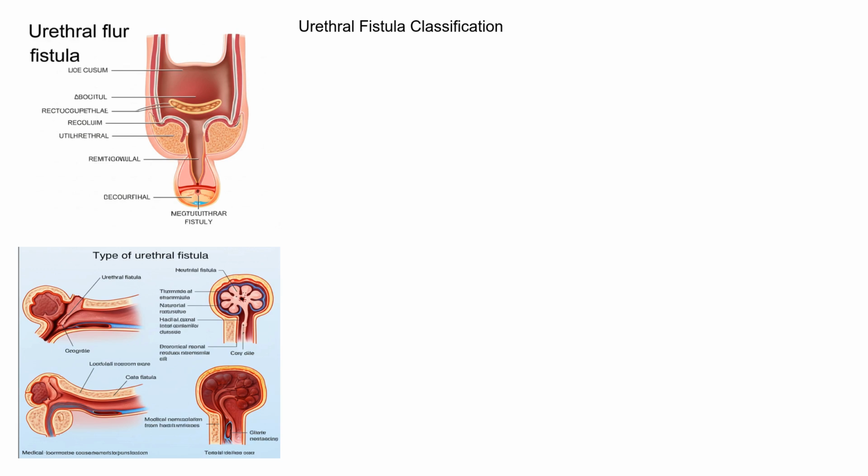Urethral fistulas can be classified based on their location and the organs they connect. For example, a urethrocutaneous fistula connects the urethra to the skin. A urethrovaginal fistula connects the urethra to the vagina. A recturethral fistula connects the urethra to the rectum. They can also be categorized based on their cause: obstetric, traumatic, surgical, or congenital. Understanding the specific type of fistula is crucial for determining the most appropriate treatment approach.